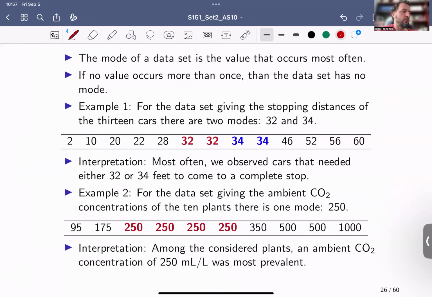And then the interpretations of these would be exactly in a description of what we had just said. So the mode is describing which value occurs most often. So for example, in this data set, we observed cars that required 32 or 34 feet most often. In the second data set, we observed plants that required 250 milliliters per liter CO2 most often.